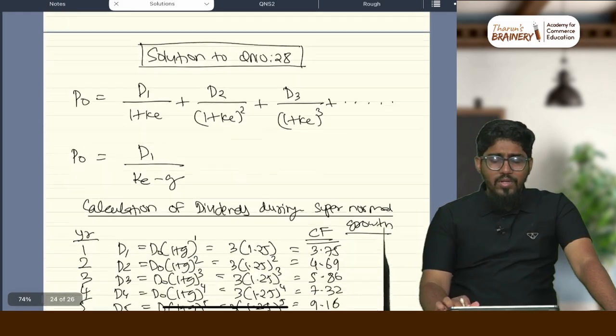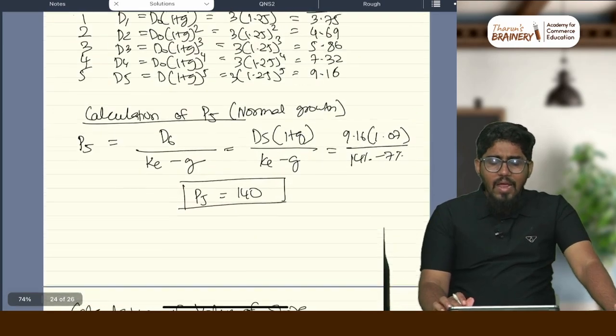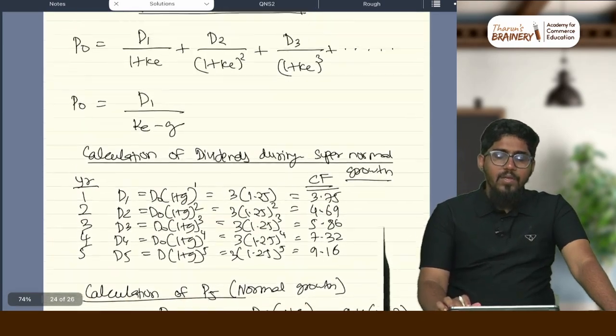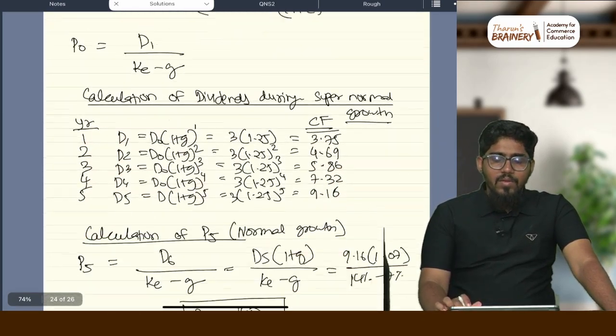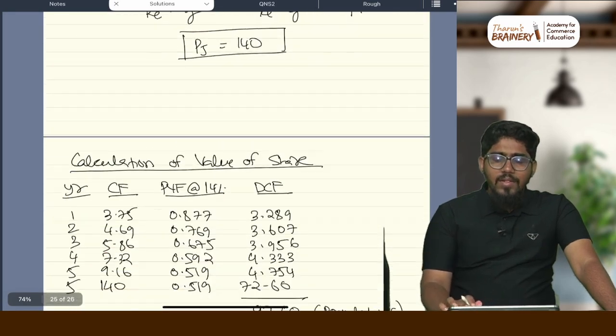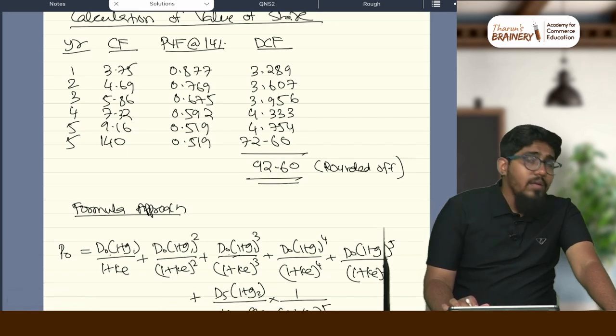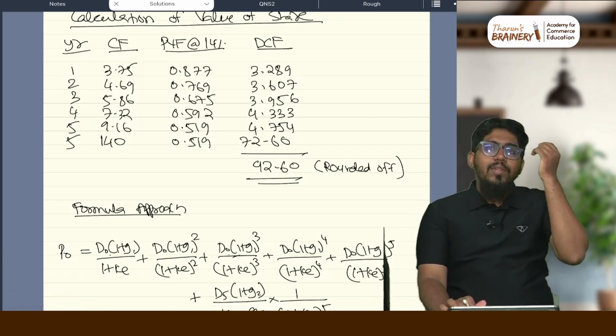I will suggest you do the table approach itself. In the formula approach, there are a lot of calculations and people won't understand also. So logically I have explained: first find the present value of the dividends, then find the present value of the price, and then add on. Sometimes what will happen, they will give three growth rates.